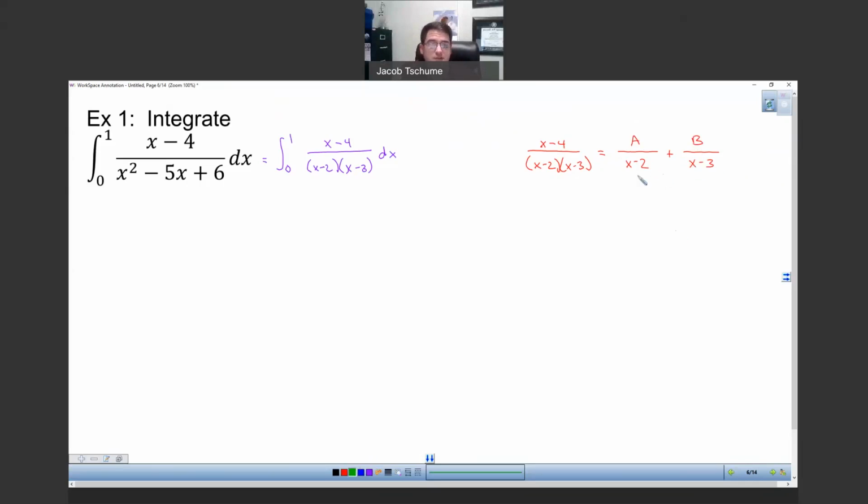So now your job is to figure out what a and b are, and there are a number of ways to do this. My first instinct every time is I'm going to always multiply all 3 fractions, or however many fractions there are, by the original factored denominator, because that's a guaranteed way to get rid of all of your fractions. So when I do that, that will become x minus 4 on the first one, because everything cancels.